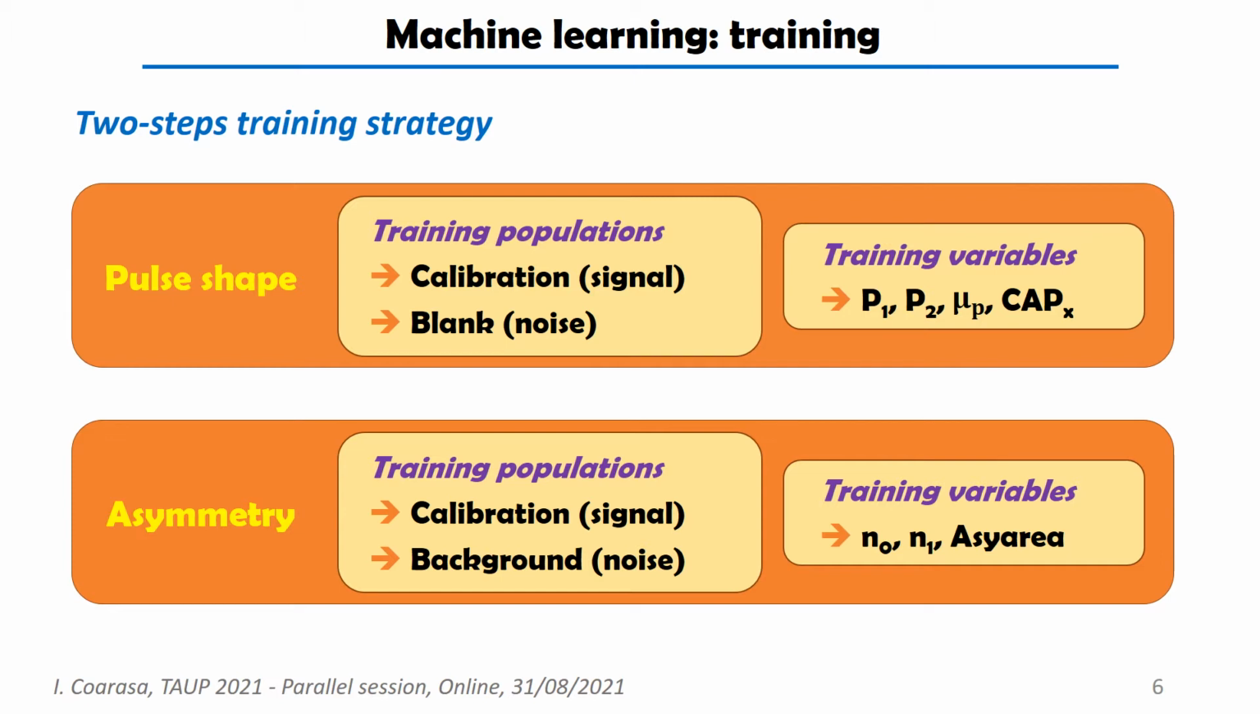In the second phase, we use as input parameters those that describe the asymmetry in the light sharing among both PMTs for low-energy events, to separate the signal from the noise. Again, cadmium-109 calibration events are used as signal sample, while physics run data are used as noise sample because they are dominated by PMT noise-like events in the very low energy region.